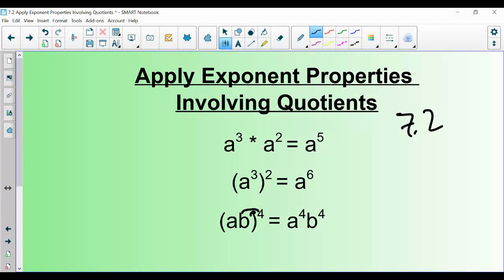We are going to add two properties from section 7.2, and these properties are going to involve quotients. Now, quotients, of course, means division. So all these three examples had some sort of multiplication. A, B was being multiplied together. This is kind of a weird example, but when you break this up, this is the same as a to the third times a to the third because you're squaring something. So therefore, it's multiplying, and you can see the multiplication there. So all three of these have to do with multiplication. The new properties are going to deal with division.